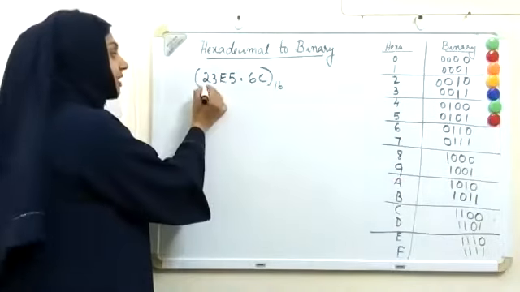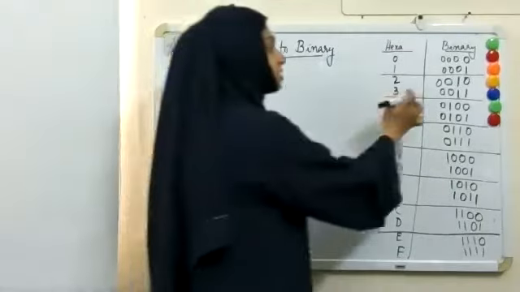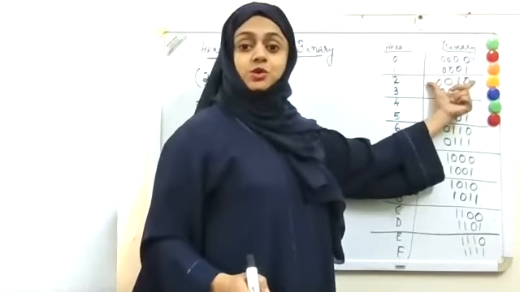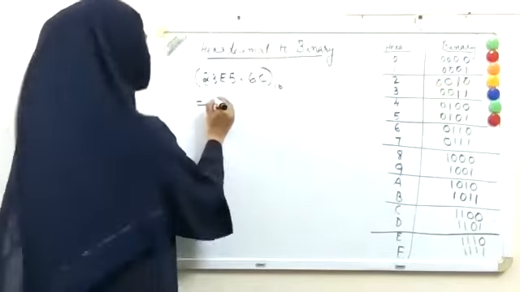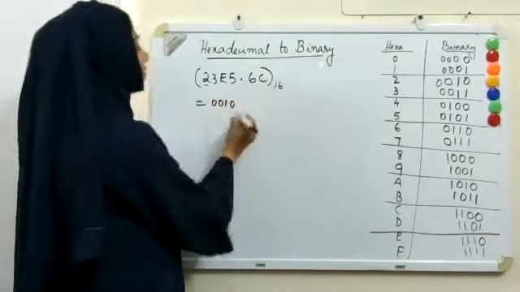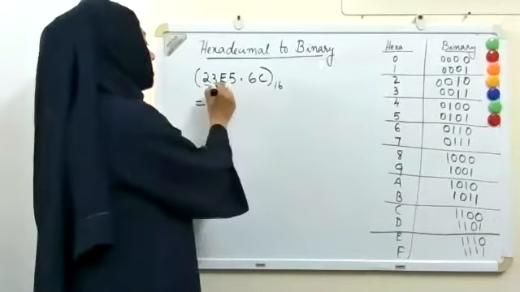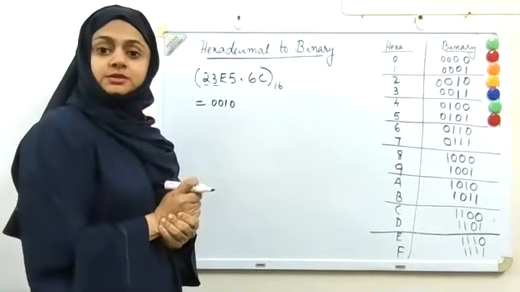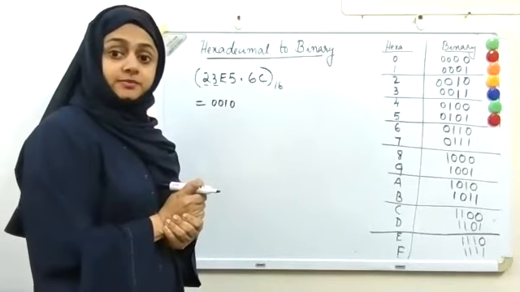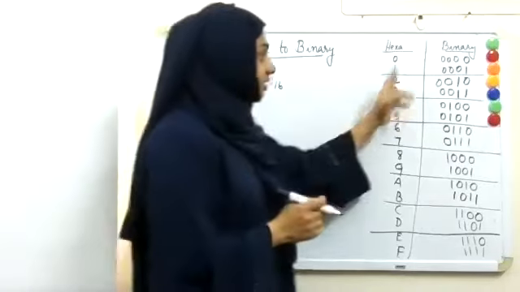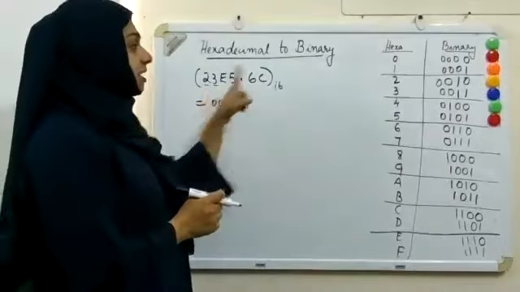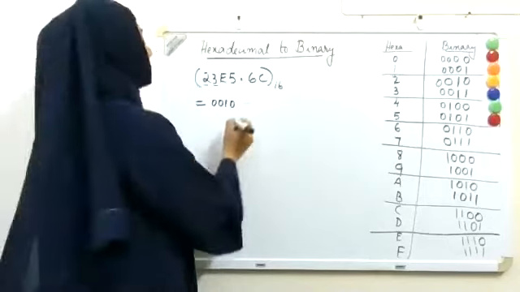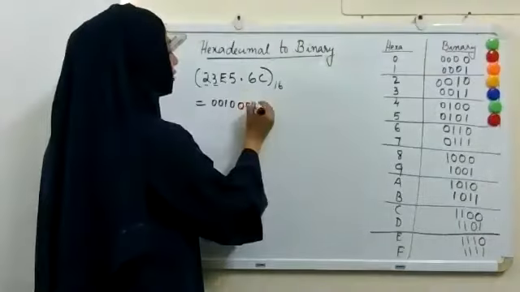So first you have 2. 2 corresponds to 0, 0, 1, 0. So I will write here 0, 0, 1, 0. Then comes 3. So what is the corresponding value from the table? You can see the table. What is the value corresponding to 3? 0, 0, 1, 1.